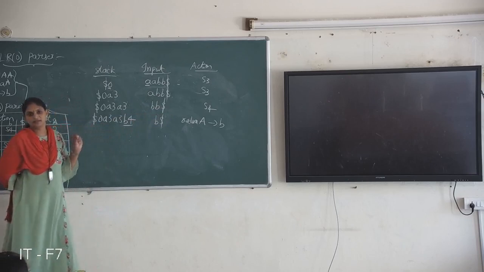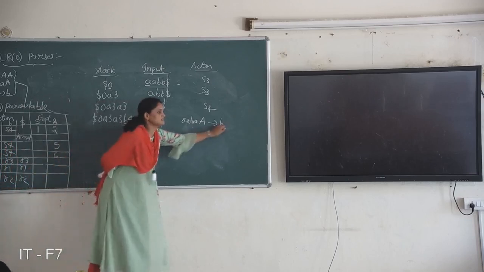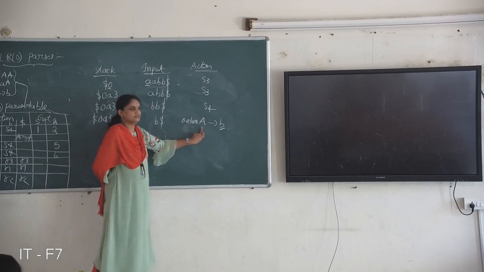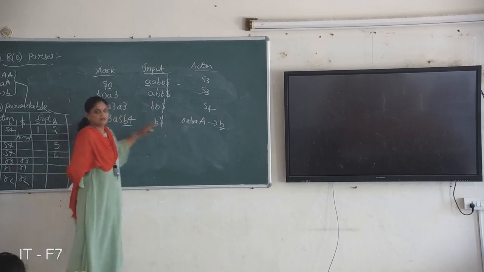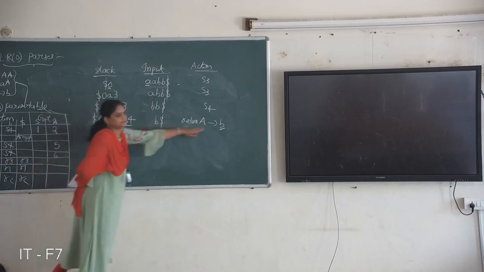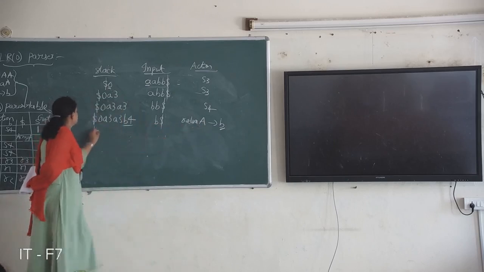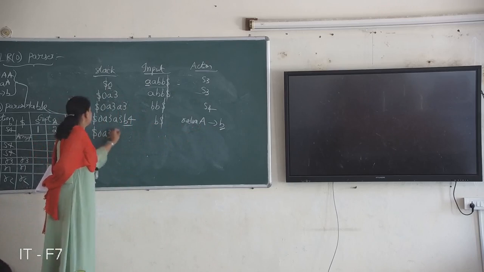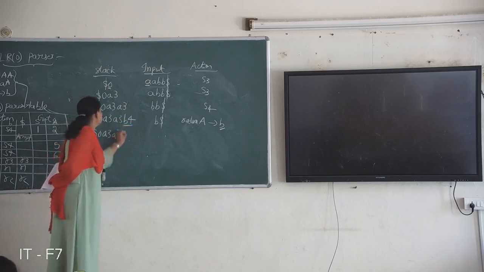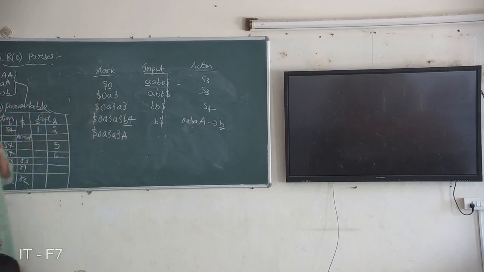In place of B, we are reversing. In place of B you return A. So you can reduce with this production. In place of B you have to write A. So what changes? 0, A, 3, A, 3. So in place of B4, A comes.